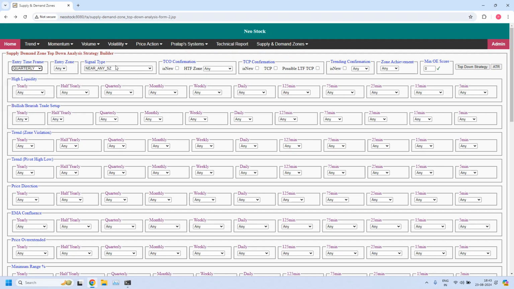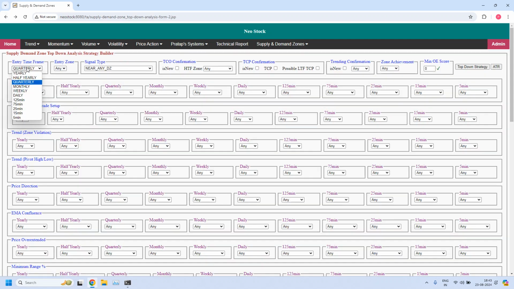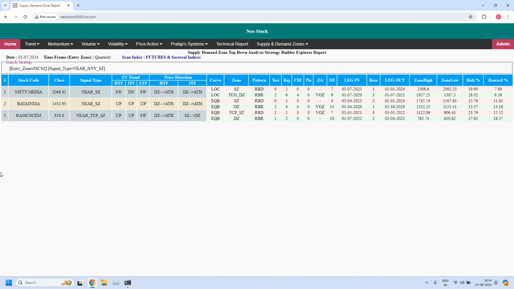Now let's identify the stocks near quarterly demand zone. 3 stocks are filtered near to the quarterly demand zone. The next report for quarterly time frame, let us find the stocks near quarterly supply zone. Again, 3 stocks are filtered near to the quarterly supply zone.